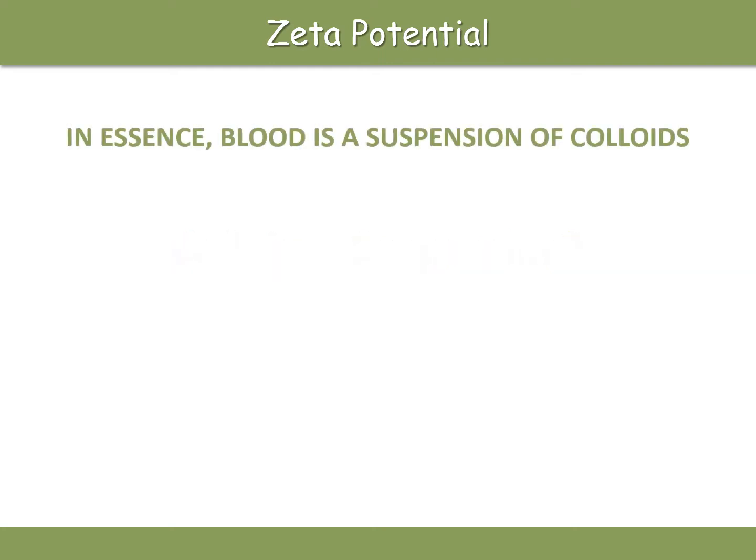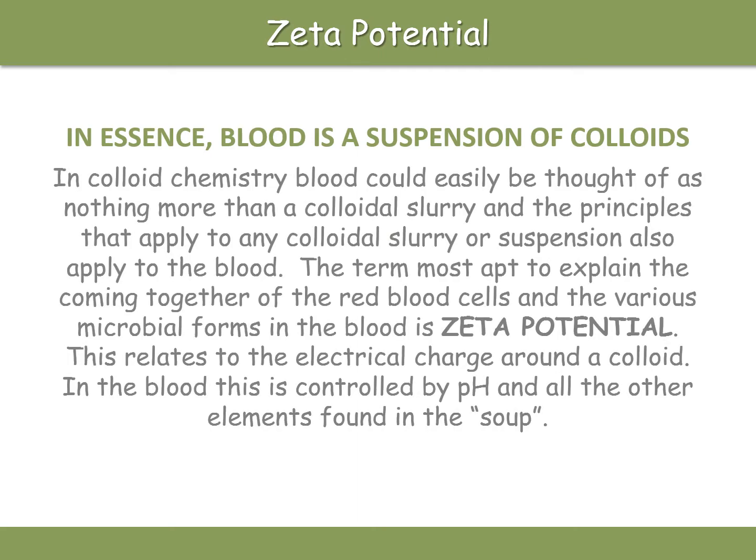In essence, the blood is a suspension of colloids, particles. In colloid chemistry, blood could easily be thought of as nothing more than a colloidal slurry, and the principles that apply to any colloidal slurry or suspension also apply to the blood. It's a flow system, no different. The term most apt to explain the coming together of the red blood cells and the various microbial forms in the blood is zeta potential.